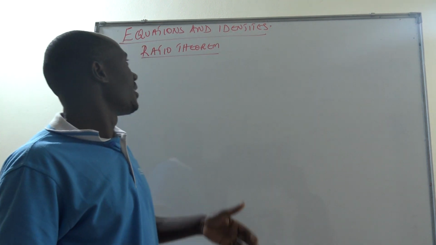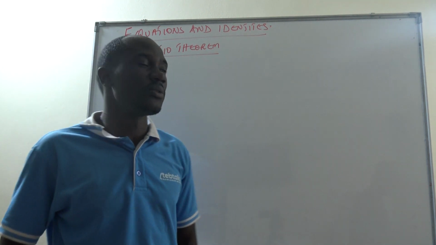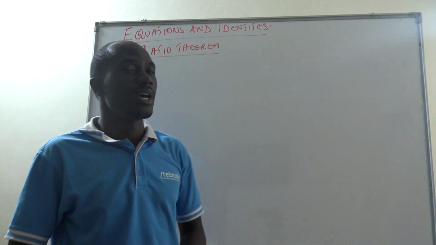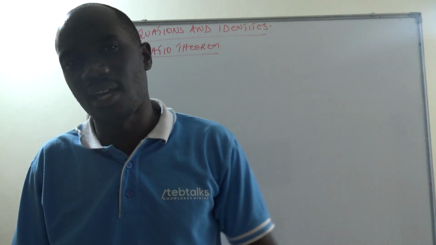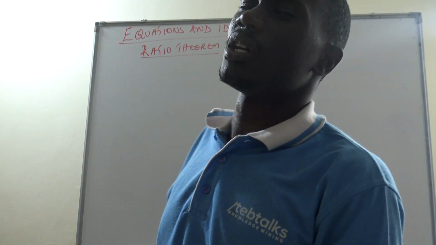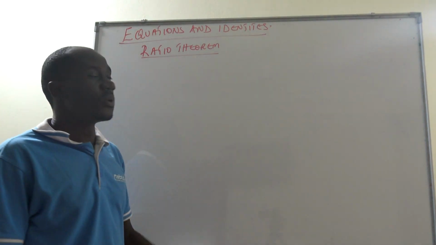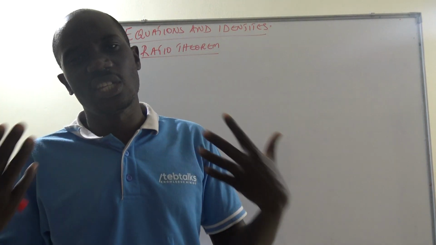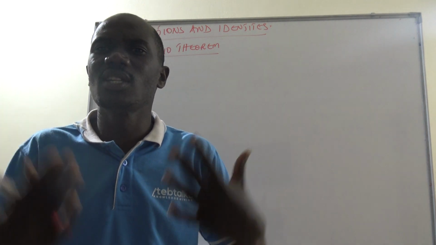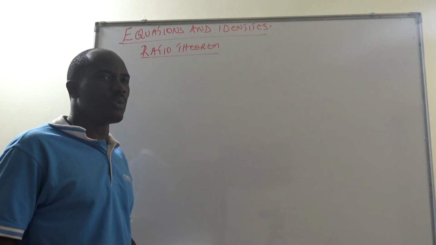So welcome back to the second episode. We are going to look at equations and identities. And under equations, we are going to start with what we call the Russell theorem. How does it state? What does it use? What is it used for? So that's what we want to look at.